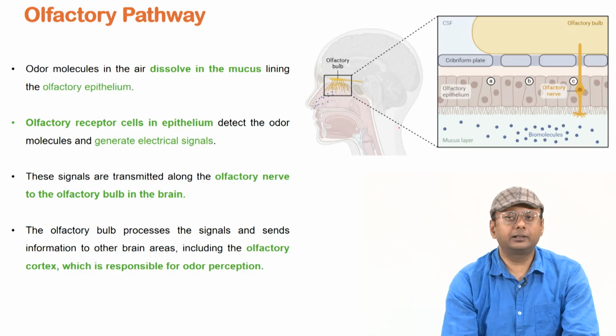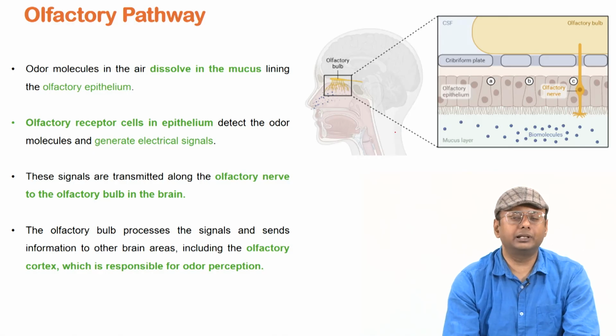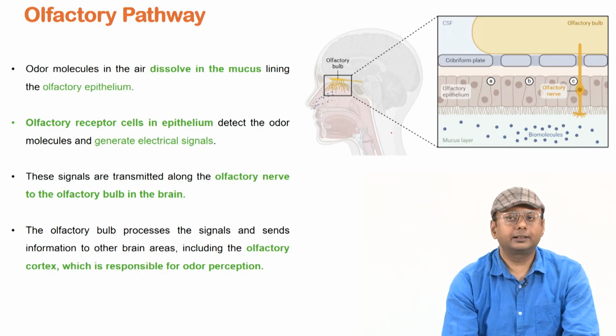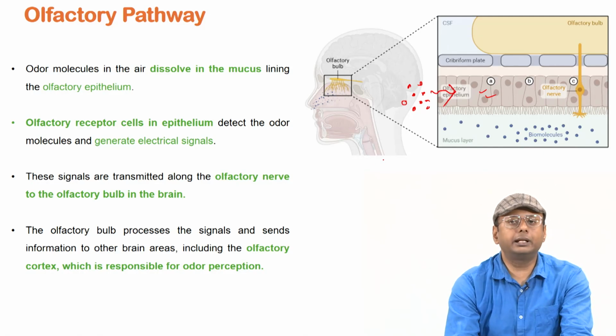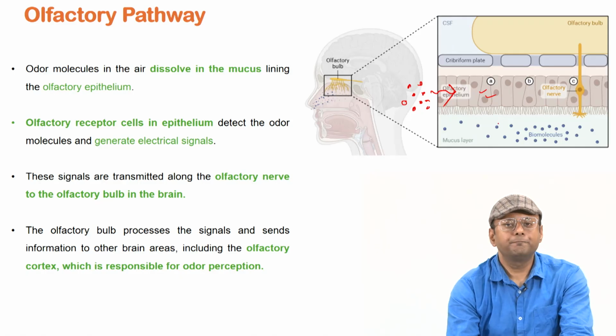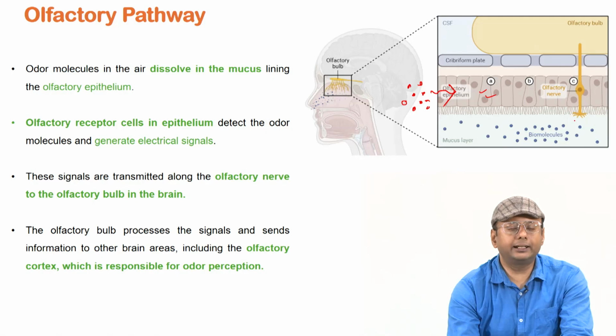And what is the olfactory pathway? Initially the odor molecules, or chemical molecules in the air, get dissolved in the mucous lining of the olfactory epithelium. So these are the olfactory epithelium cells. Different types of chemical molecules present in the air get dissolved in this olfactory epithelium. The olfactory receptor cells in the epithelium detect the odor molecules and generate electrical signals.